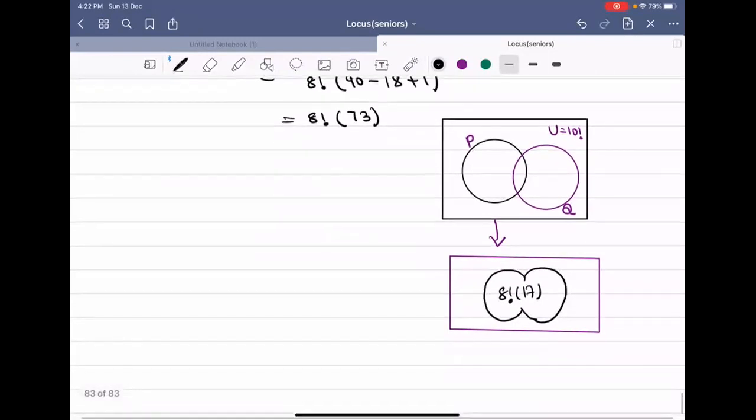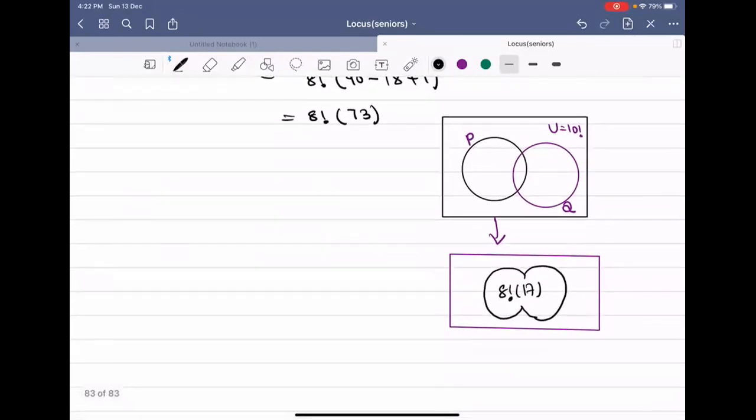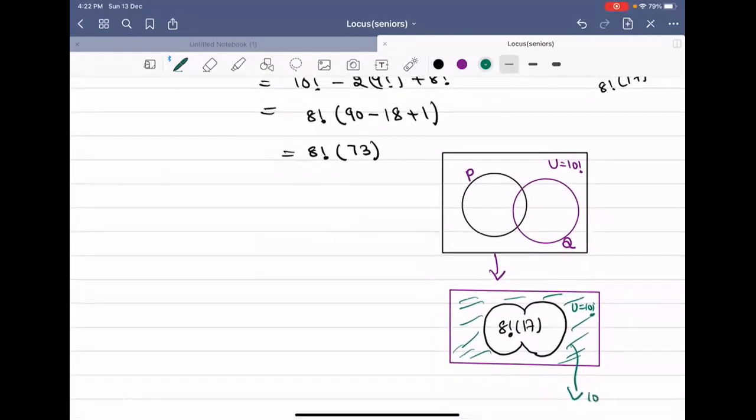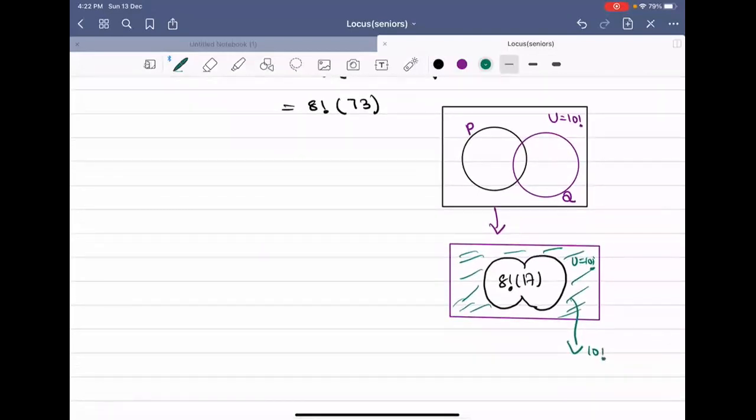So what do we need? The outside area, this area is our requirement. So this area is equal to what? What is the universal set? 10 factorial. So 10 factorial minus this one, 8 factorial into 17. Clear diagrammatically?